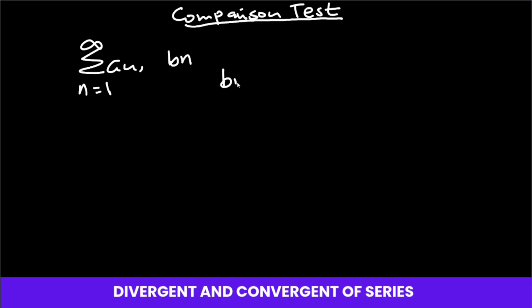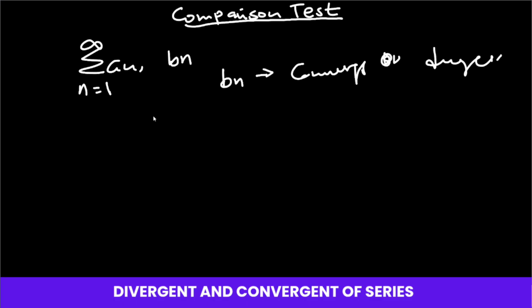Now, after we've picked the value of bn, we are going to determine whether bn converges or diverges by any of the tests. The convergence or divergence of bn can be determined using any of the tests we know, be it the root test, the integral test, the p-test, or any other. So it's good for us to revise almost all the tests before doing the comparison test, because the comparison test is used in so many ways.